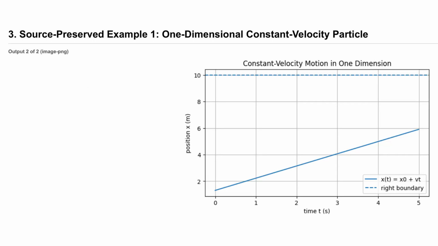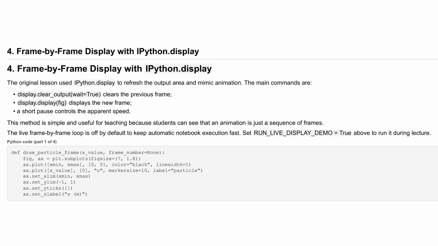The plot clearly shows a linear relationship between position and time, which is exactly what we expect for constant velocity. The particle successfully hits the 10-meter boundary mark at the end of the simulation. Next, we introduce frame-by-frame display using IPython's display tools. By repeatedly clearing the output and drawing a new frame, we can create a simple animation loop.